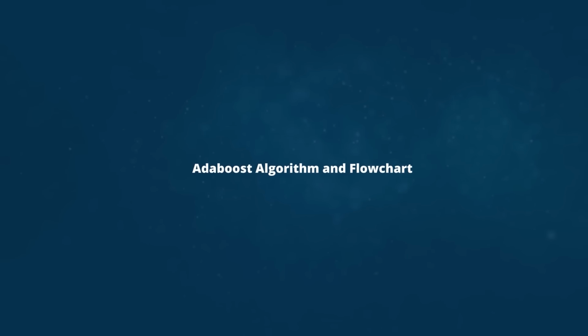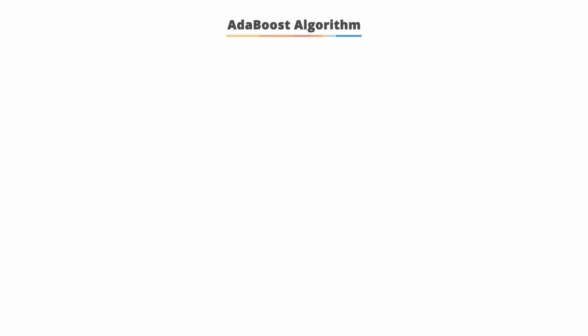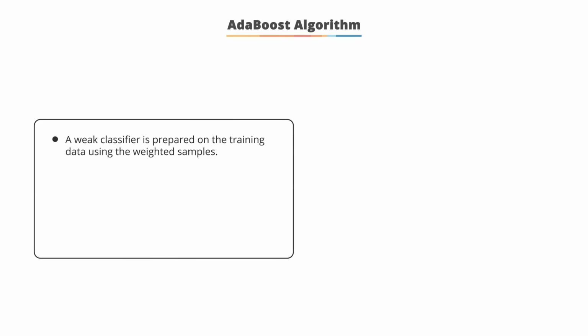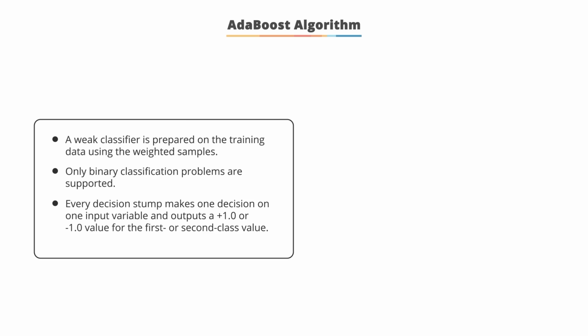AdaBoost Algorithm and Flowchart. Now, since you know the workflow of AdaBoost classifier, let's understand the AdaBoost algorithm. A weak classifier is prepared on the training data using the weighted samples. Only binary classification problems are supported. So every decision stump makes one decision on one input variable and outputs a plus 1.0 or minus 1.0 value for the first or second class value.